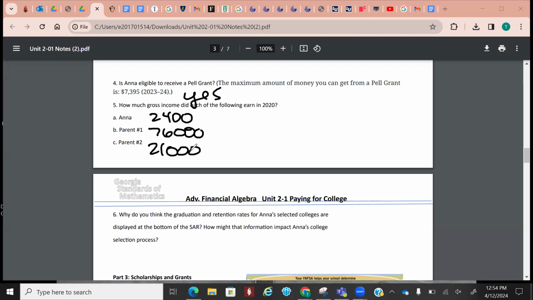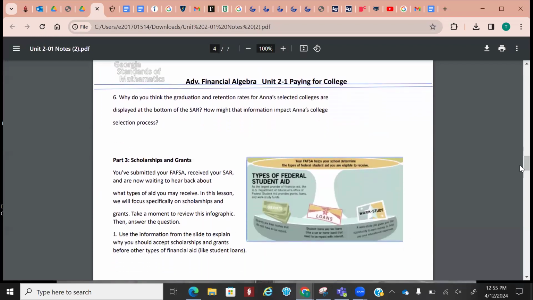Okay, again, these are questions that are going to be asked on the FAFSA. And you can't lie on these. If you lie on these, then they come back and they slap you with really bad taxes, and they basically just destroy your life.